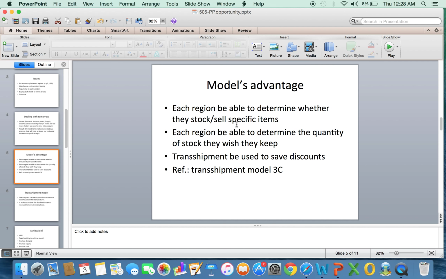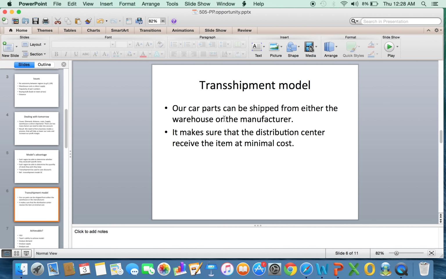Each region will be able to determine whether they stock or sell specific items. Each region will be able to determine the quantity of stock they wish to keep. And the third part is the transshipment model, which will be used to save on discounts, so it's going to help us lower our costs. We're going to be able to determine which part is best. And what is this transshipment model? You're asking me. Well, it's pretty simple.